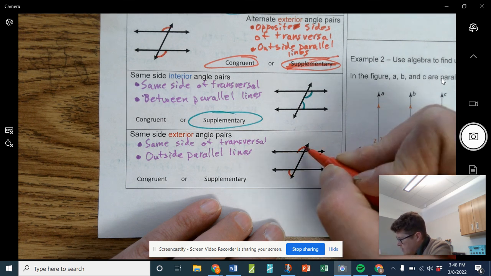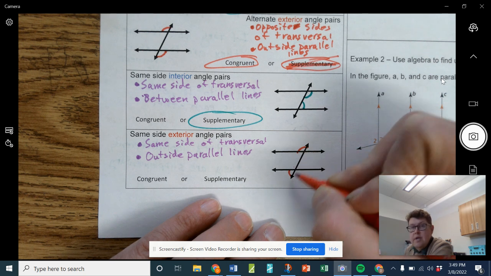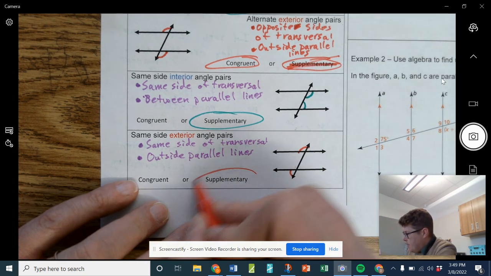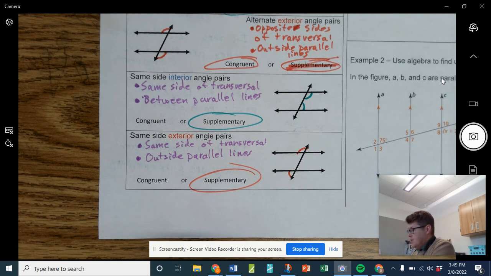You can see this is acute, this is obtuse. They are different, but they look different. So they are supplementary. They will add up to 180 degrees. So those are the five angle relationships you can have here.